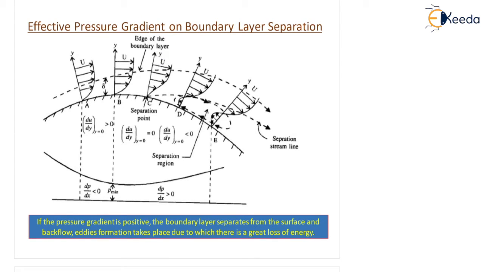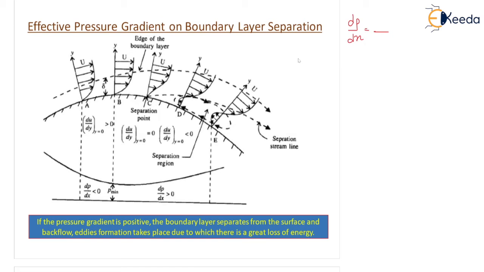Effect of pressure gradient on boundary layer separation. The pressure gradient is dp by dx, correct? We just want to know the value of the pressure gradient, whether it is positive, negative, or 0, when the flow is separated or when the flow is attached to the surface.